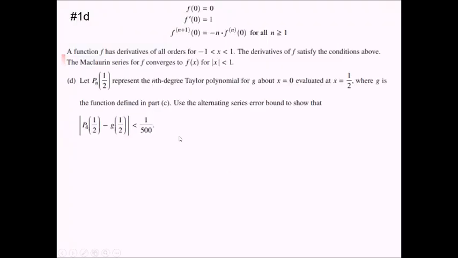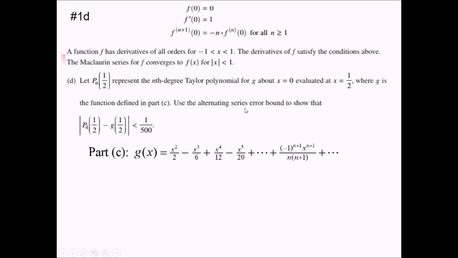For the last part of this problem, they're saying that p sub n of 1/2 represents the nth degree Taylor polynomial for g about x equals 0, evaluated at x equals 1/2. So basically, this is an nth degree approximation of x equals 1/2 plugged into p. And g is this function from part C that we already defined. Here's the g function again, just so we can use it on this problem.